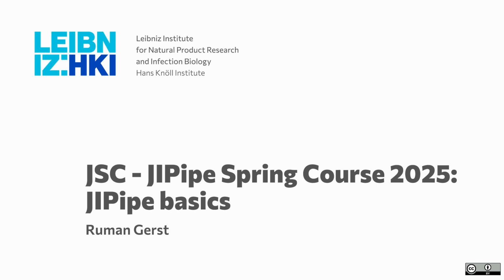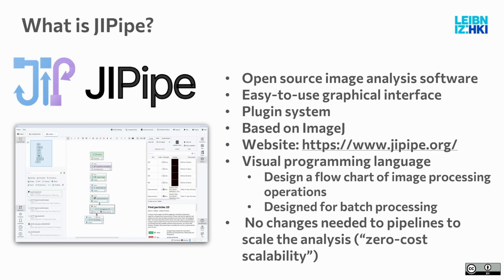JIPipe Spring Course, today we start actually with using JIPipe. And just as a quick reminder what we're here about, JIPipe is an open source image analysis tool with the aim to provide an easy to use graphical interface around ImageJ macros. It has its own plugin system and is built on ImageJ. You could download it hopefully already on jipipe.org now.